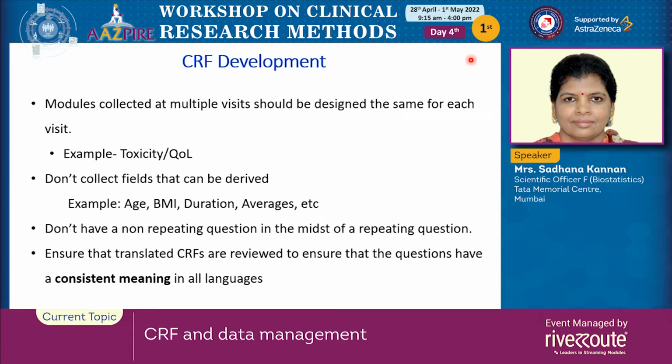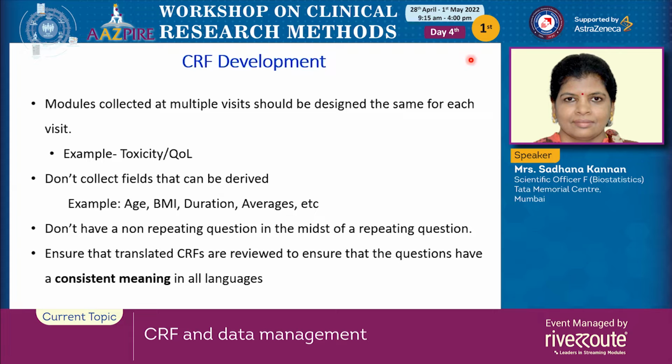Don't collect fields that can be derived, right? If you are looking at age, don't collect age if you have a date of birth. Okay, so in that way you should be consistent. BMI, why would you want to collect BMI when you have height and weight? You can always calculate it. Duration, you don't have to have a duration variable because you're bound to make mistakes. Either stick to the date and then calculate duration, or don't ask for it, right?